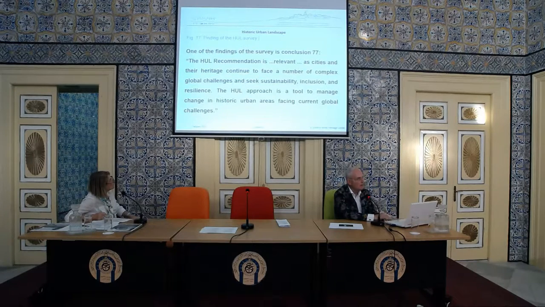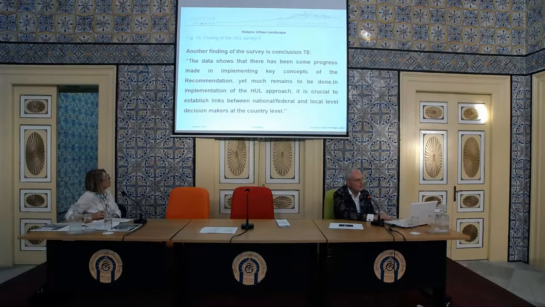And now about the findings of the HUL survey. One of the findings of the survey is conclusion 77. The HUL recommendation is relevant as cities and their heritage continue to face a number of complex global challenges and seek sustainability, inclusion, and resilience. The HUL approach is a tool to manage change in historic urban areas facing current global challenges, and all historic urban areas are facing current global challenges.